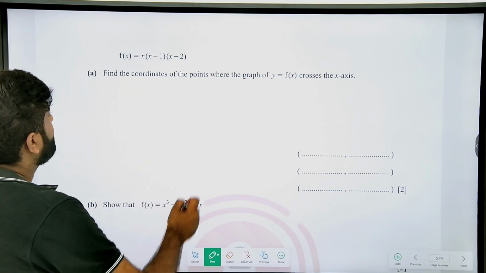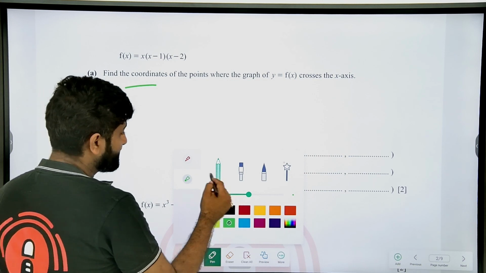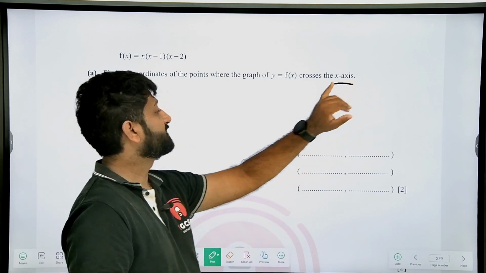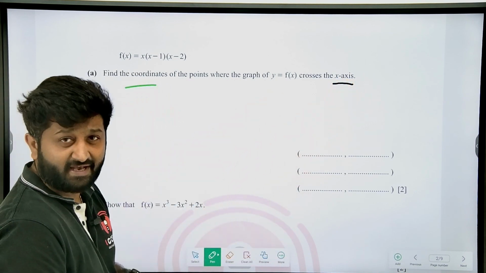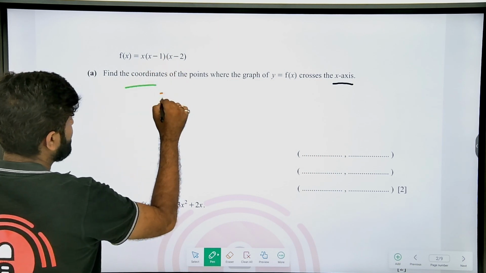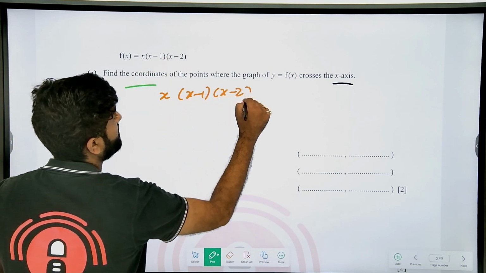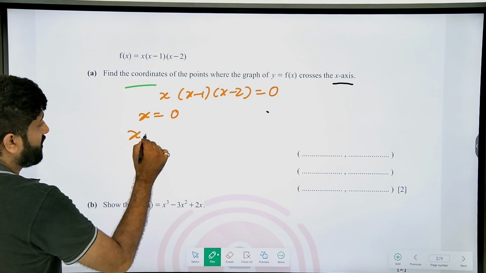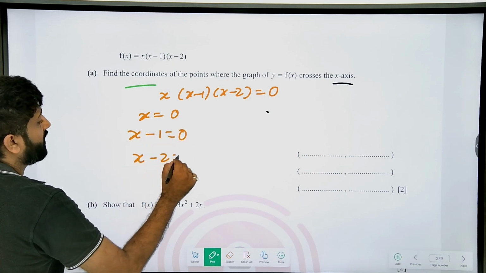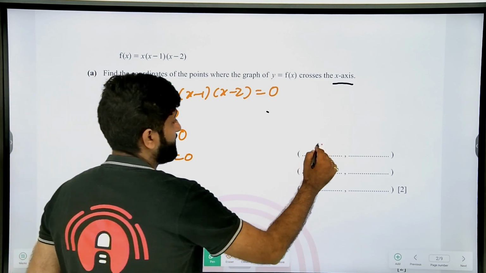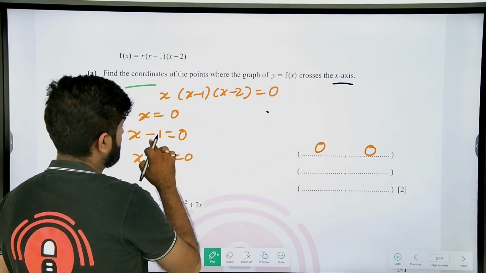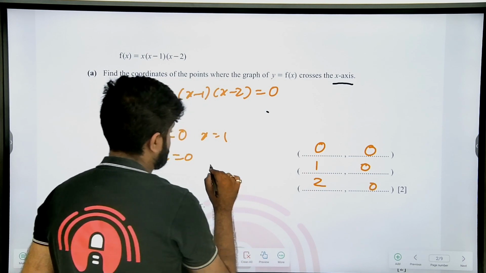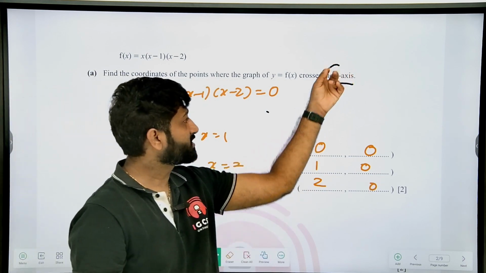Now, what I have been told: find the coordinates of the points where the graph crosses the x-axis. When the graph is crossing the x-axis, it means the value of y is going to be 0, which means x into (x minus 1) into (x minus 2) equals 0. Now, when is this possible? Obviously, this is only possible when x is 0 or x minus 1 is 0 or x minus 2 is 0. So, (0, 0): when x is 0, y is 0. Here, x is 1, y is 0. Here, x is 2 and y is 0. So, these are the points where the graph is crossing the x-axis.